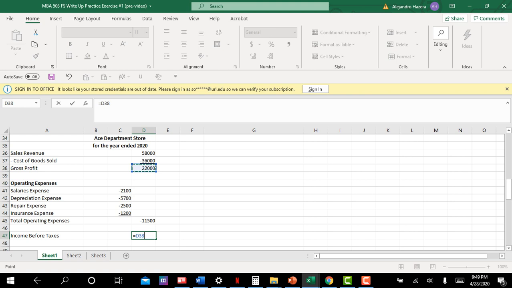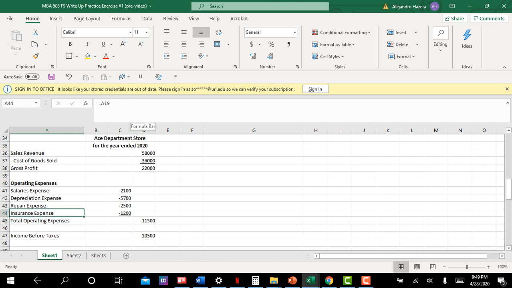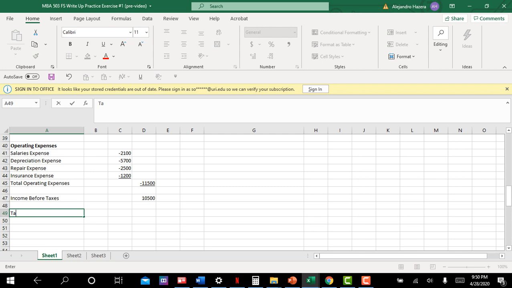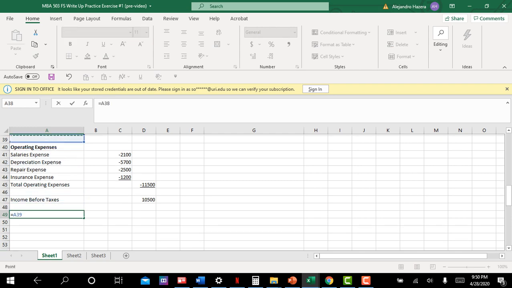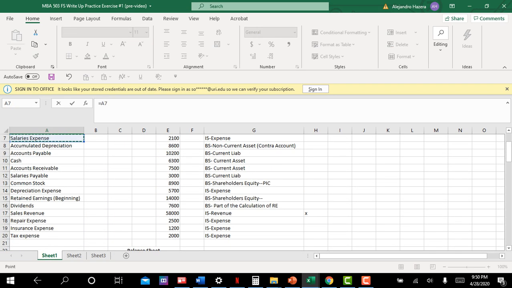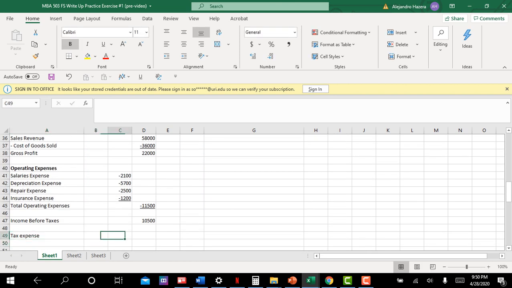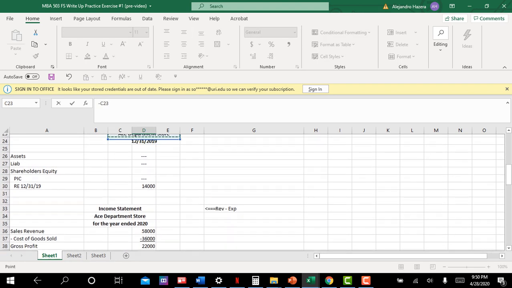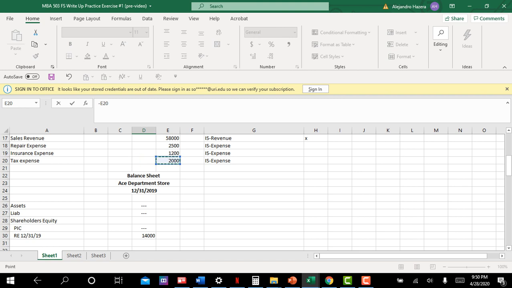So I'm going to just do this. Basically, I'm going to subtotal these two. Plus, that's a minus. So your income before taxes, some people would call this operating income, is 10,500. Now I'm going to take out my tax expense, and a lot of people in accounting call it the provision for income taxes, but I'm just going to call it tax expense here, and that's going to be equal to a negative 2,000.